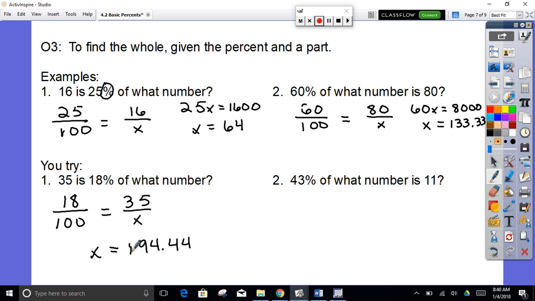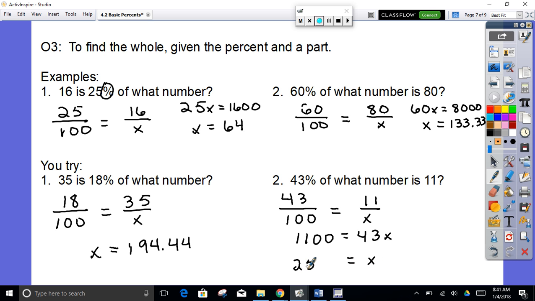Number 2, Ailey. X equals 25.58. Okay, how did you set it up? I did 43 over 100 equals 11 over x. And I cross multiplied and got 1,100 equals 43x. And then I divided both numbers by 43 and got x equals, what was it again? 25.58. Okay.